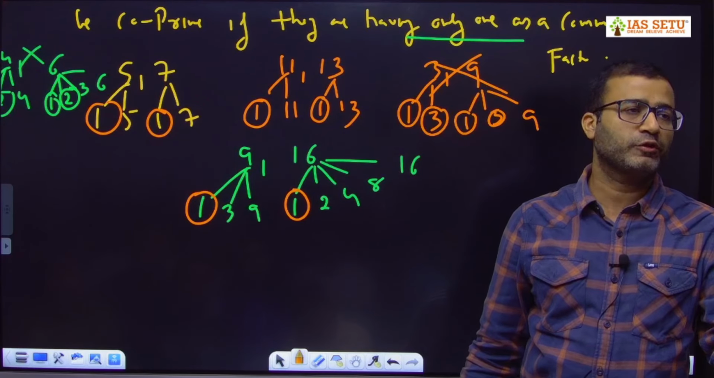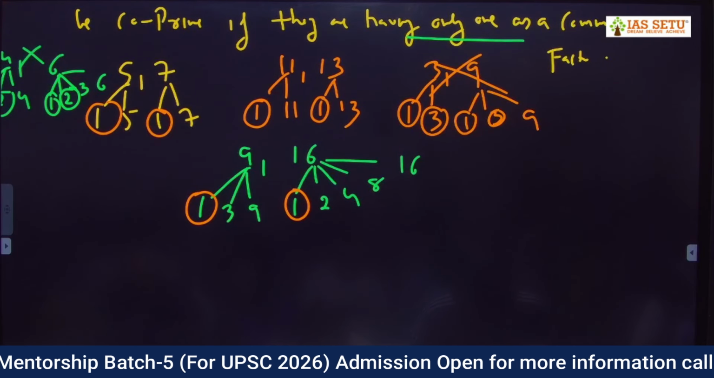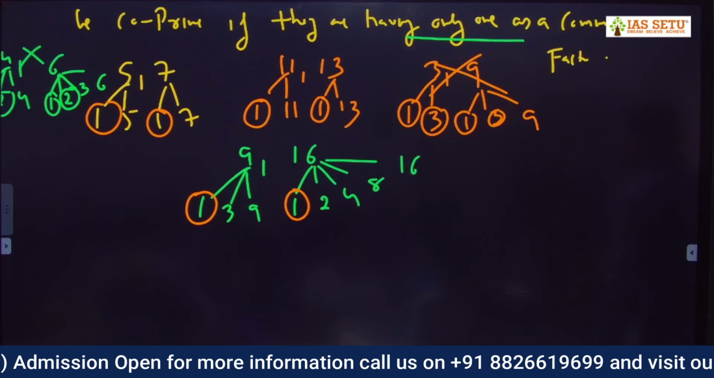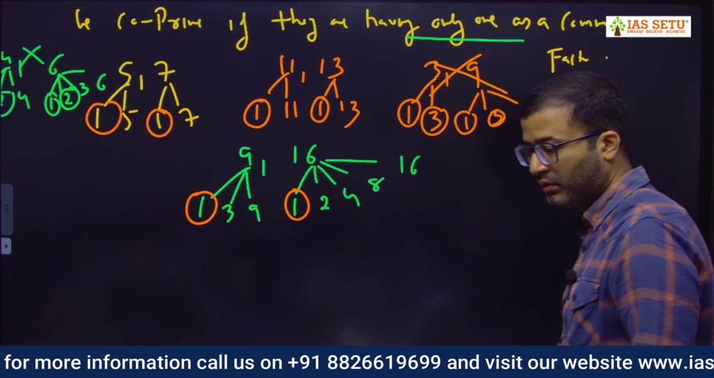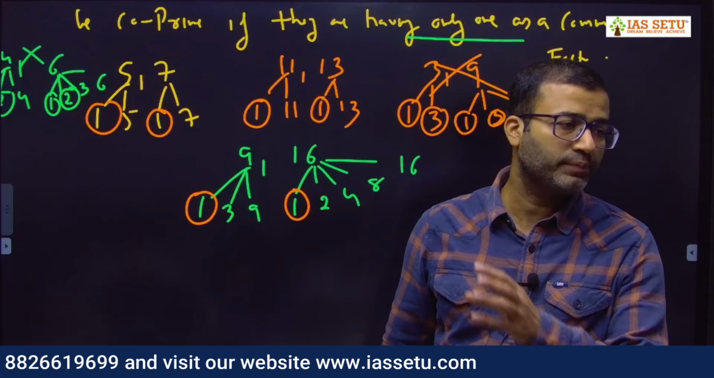Now the third thing you write, which is an important observation about co-prime: prime numbers are necessarily co-prime. But composite numbers can also be co-prime.